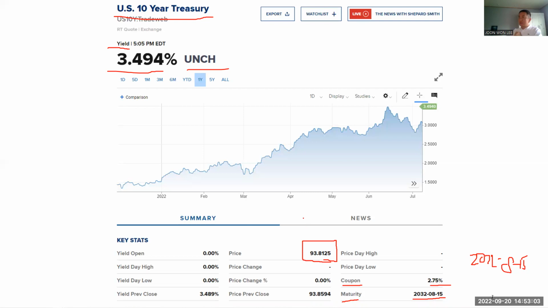And the principal amount, the par value, is 100. So why is the price lower than the par value of 100? Why? Because the coupon rate is 2.75, but the market yield, the market interest rate, is 3.494, higher than the coupon rate, right?